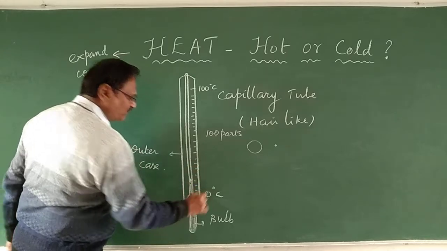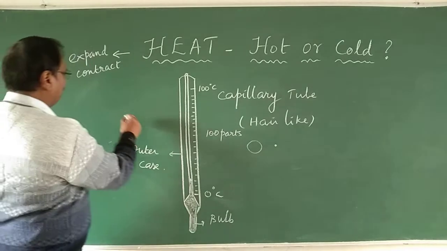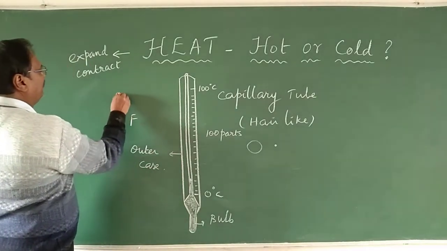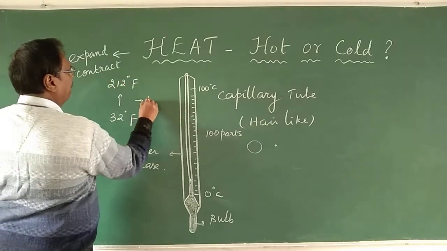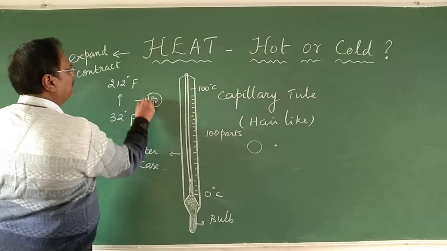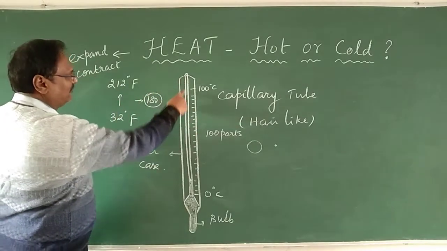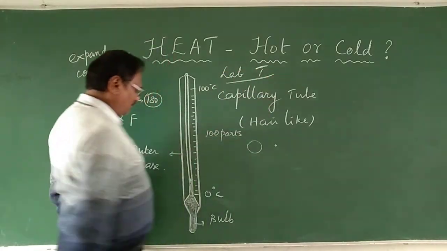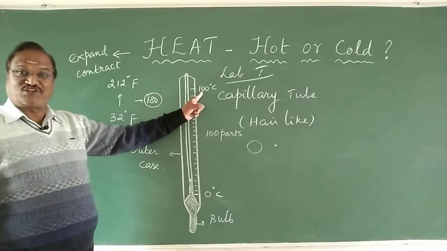You should know the differences. In the clinical thermometer, you started from 32 degrees Fahrenheit and it went till 212 degrees Fahrenheit, and it was divided into 180 equal parts. But in a lab thermometer, you find it is 0 degrees Celsius and it goes till 100 degrees Celsius.